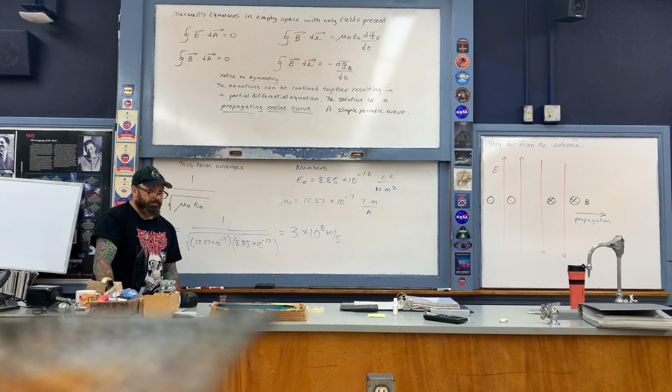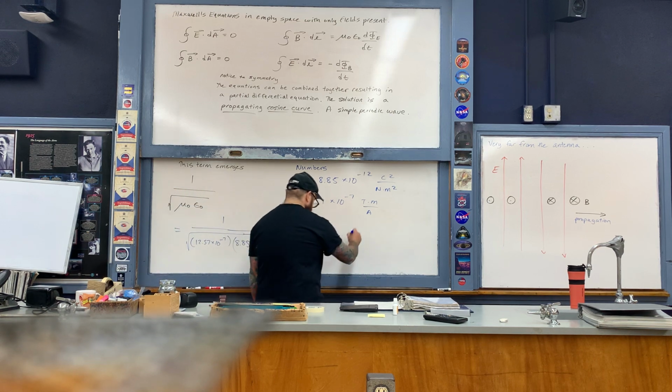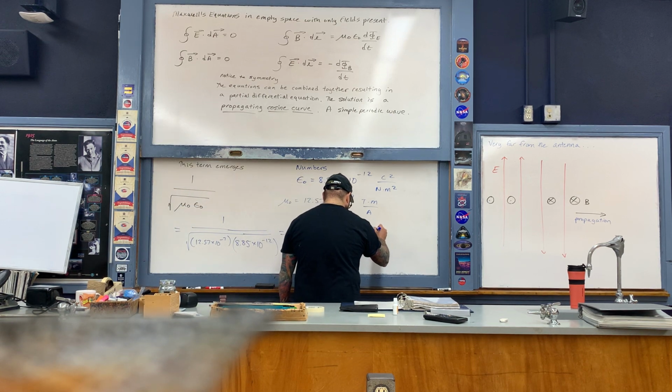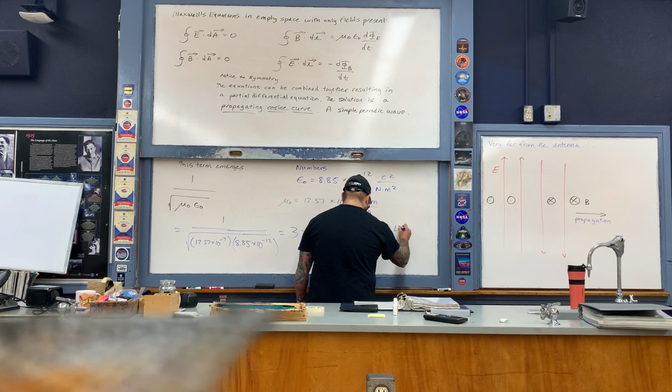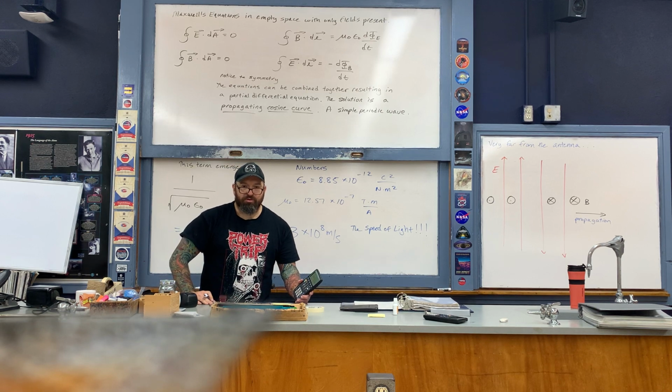Recognize that number? You should. It's the speed of light. The speed of light had been measured prior to the work of Maxwell. It was actually measured very accurately as early as the mid-19th century. So then therefore, what Maxwell has done here is he has derived the speed of light.